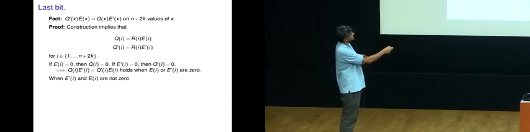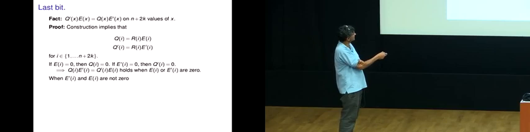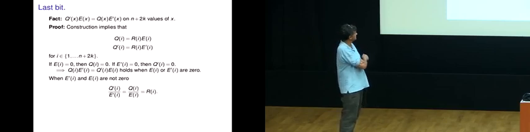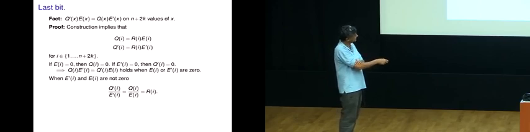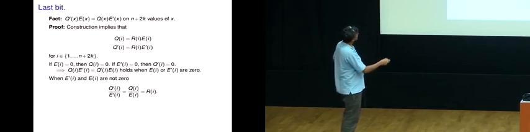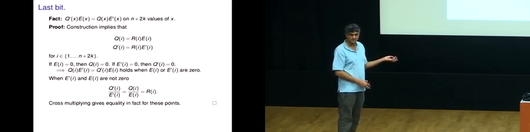Okay? So when e prime of i and e of i are not 0, what can we do with this equation? Can we divide? Can we say r of i is equal to q of i over e of i? Can we say r of i is equal to q prime of i over e prime of i? We can divide. Wherever e prime of i or e of i is not 0, we can just divide these equations and get this expression. They're both equal to r of i and they're equal to each other. And now, if I want to get back this expression, then I cross multiply. And that's the proof.